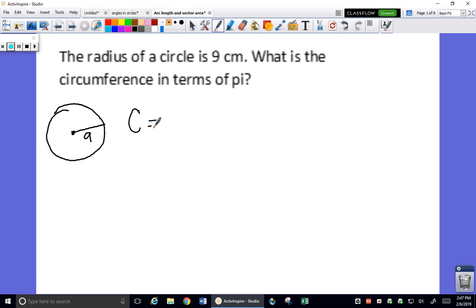So the formula for circumference is 2 times pi times the radius. With a quick substitution, we can replace r with the number 9. We get an exact answer of 18 pi centimeters. That is the answer in terms of pi.